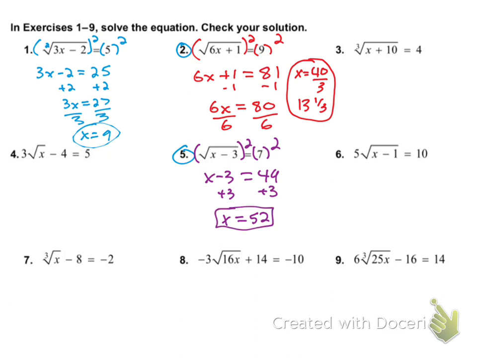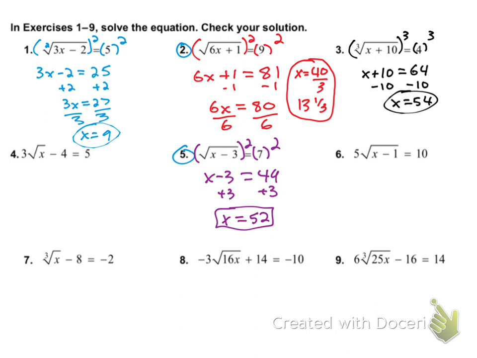All right. If you look at number 3, we now have a cube root. Same concept, okay? To get rid of the radical, we're going to cube both sides. So that will leave us with x plus 10 equals 64. Subtract 10, we get x equals 54. Okay.